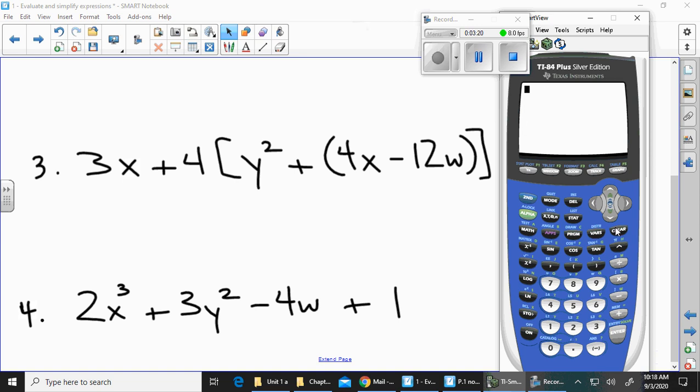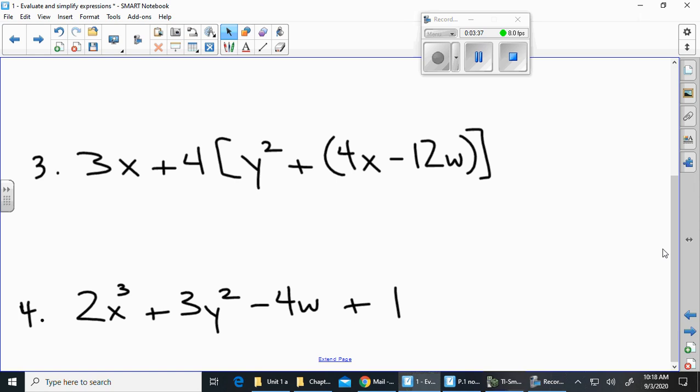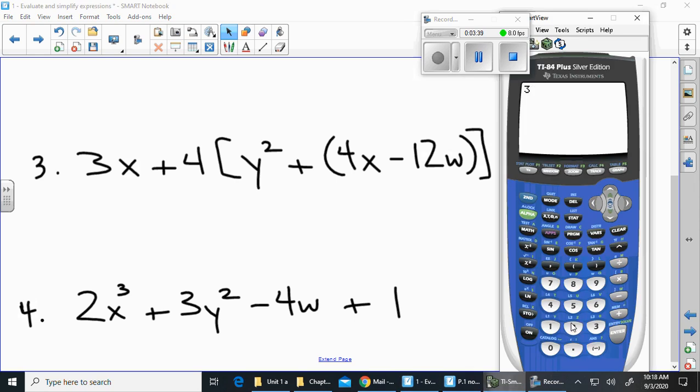Third one, more parentheses and brackets. With a graphing calculator, brackets are just parentheses. Don't try to use the brackets in the calculator. With this one, I put my 3. X is, I forget, -2. So I'm going to put -2 in for x, then plus 4. I'm going to put a parenthesis for that bracket. Then I'm going to put another parenthesis. Y is -6. Close that.